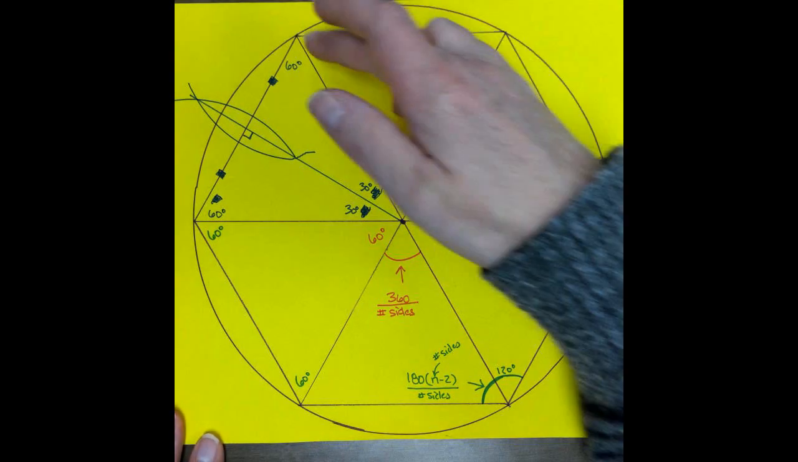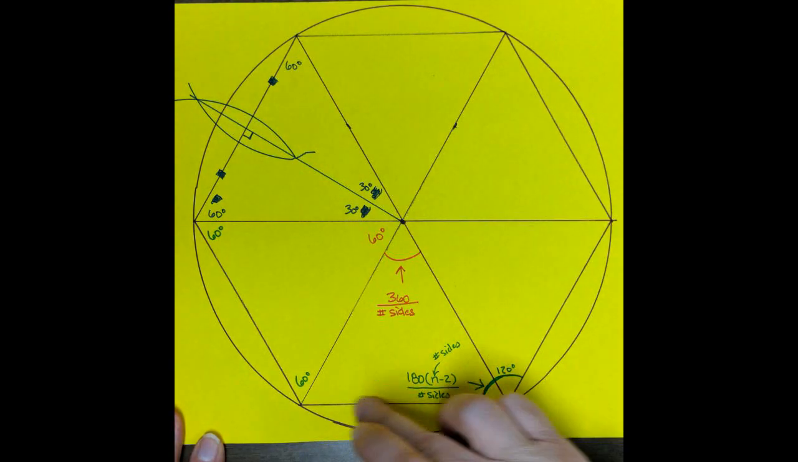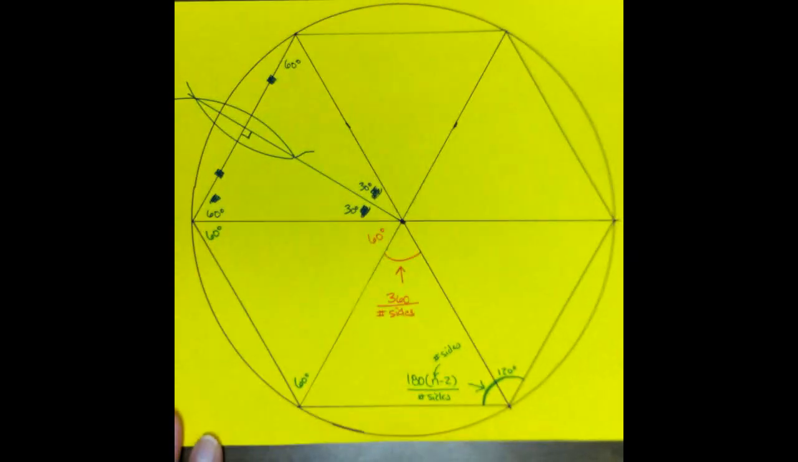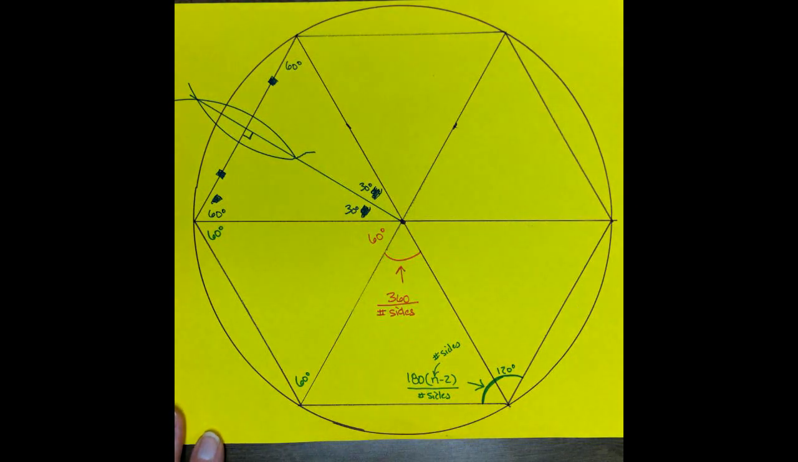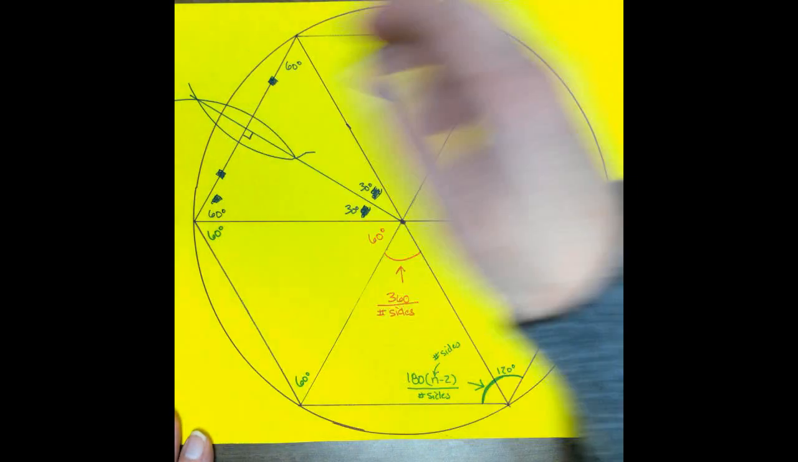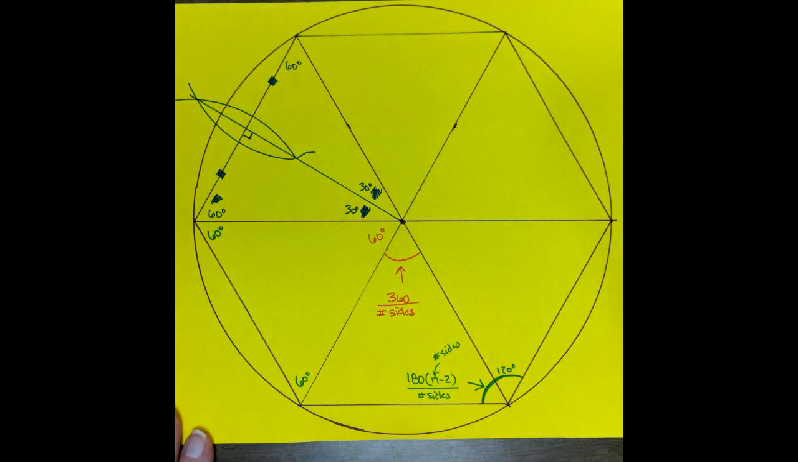Now remember, regular means that all sides are congruent. So every side has the same measurement. It doesn't matter how many sides you have, this formula will work for all of them. So what I've done here is I have inscribed a 1, 2, 3, 4, 5, 6, a 6-sided shape, which is a hexagon, into a circle.